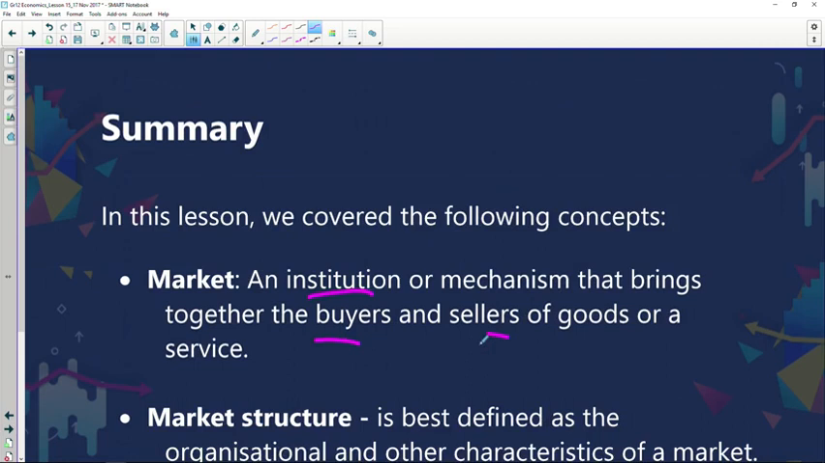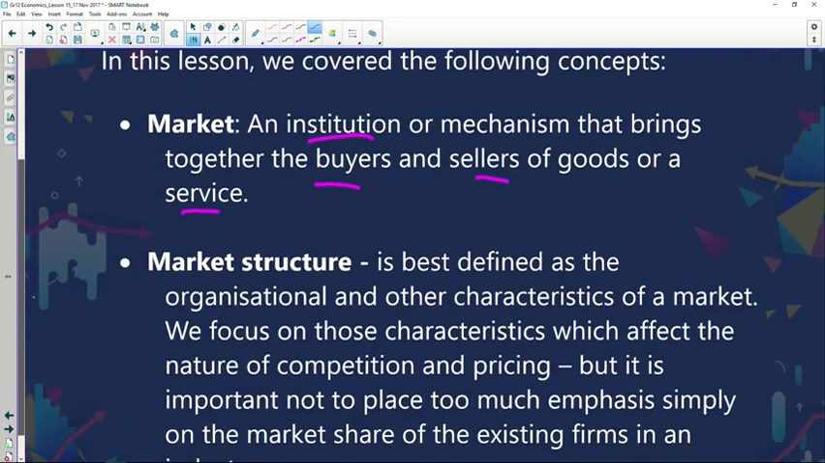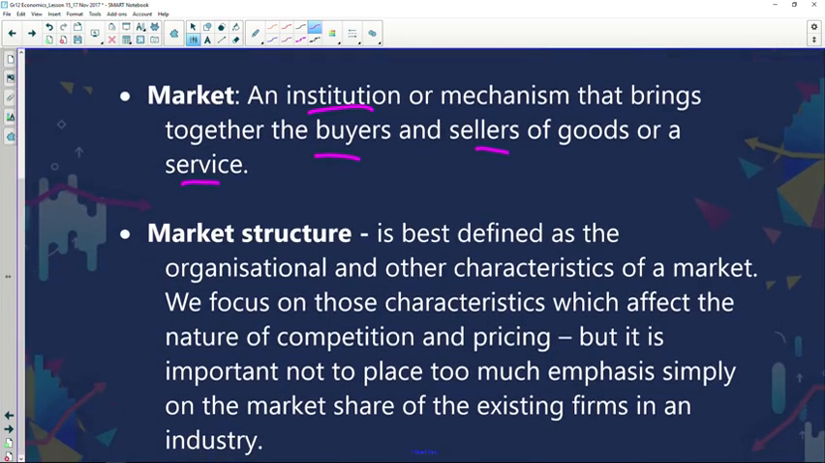Okay, so we said it doesn't have to be a physical place where buyers and sellers meet to exchange goods and services, but it could be a mechanism that is put into place that brings them together, the buyer and the seller of goods and a service. And then also we looked at what a market structure is, because that's also quite important. It is best defined as the organizational and other characteristics of a market.